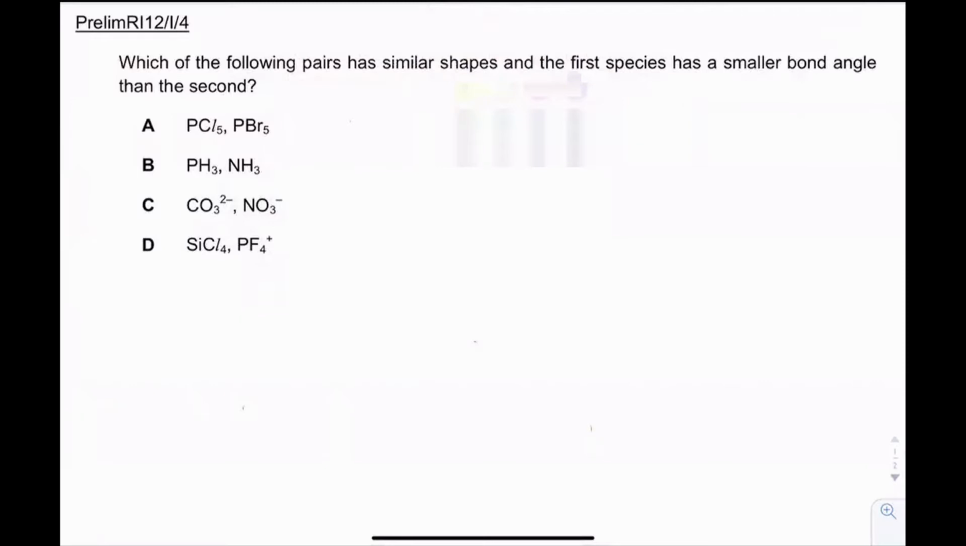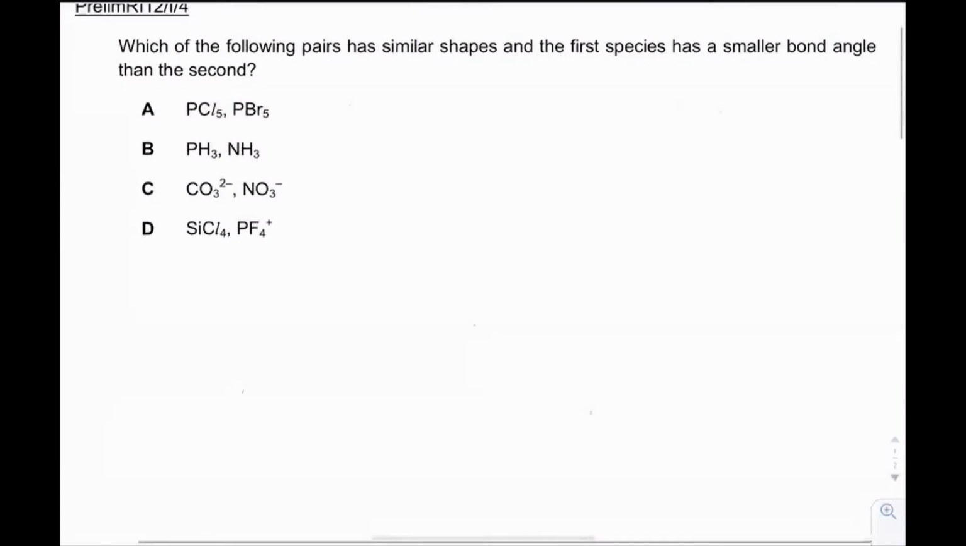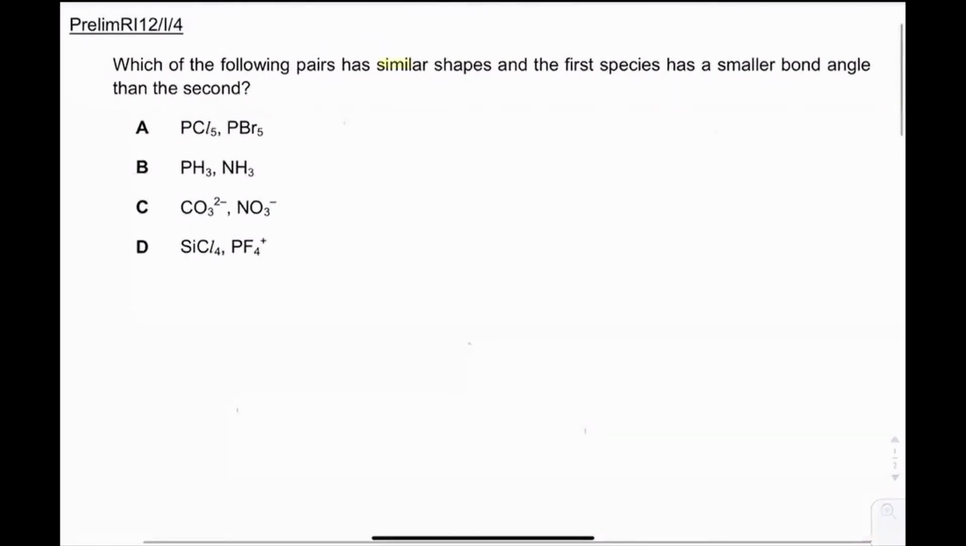So today we'll be doing this question on chemical bonding, specifically on VSEPR theory, shapes and bond angles. In this question, we have to take note of two things. Number one, we are looking for the pairs with similar shapes. And number two, where the first species has a smaller bond angle than the second.